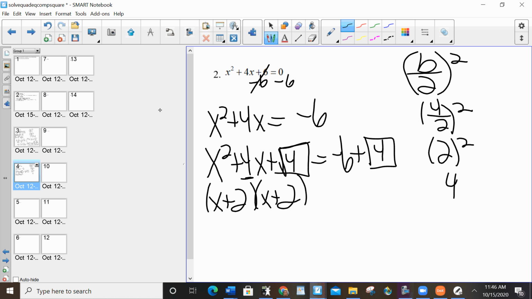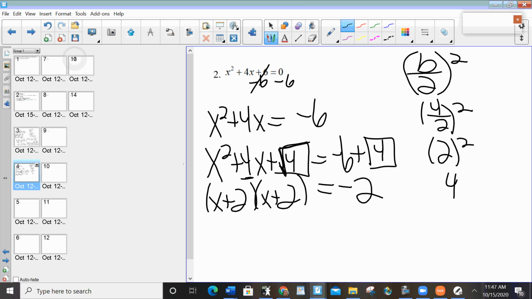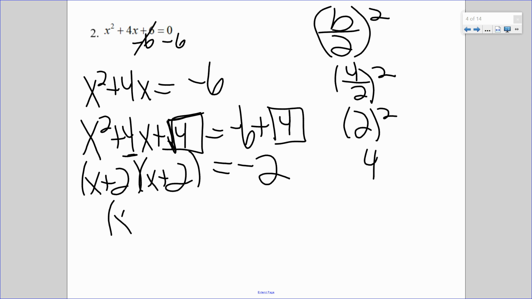So again, when I'm factoring the trinomial, it's always the same factor written twice, and a little shortcut, it's going to always be the square root of that perfect square in the square. My right-hand side, negative 6 plus 4 is negative 2. Now I want to rewrite this as a binomial squared, and that's completing the square.